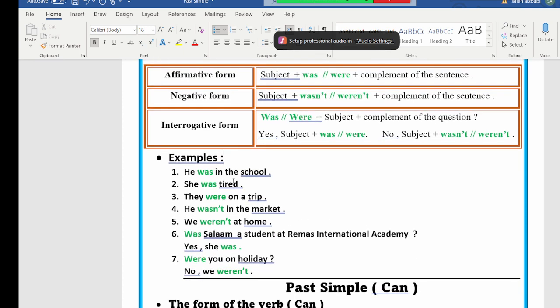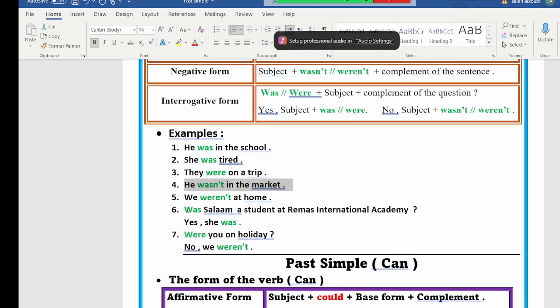Okay, let's go to the examples. Number 1: He was in the school. He is singular, so we use was. Number 2: She was tired. Number 3: They were on a trip. Number 4: He wasn't in the market. Number 5: We weren't at home. With we we use weren't.